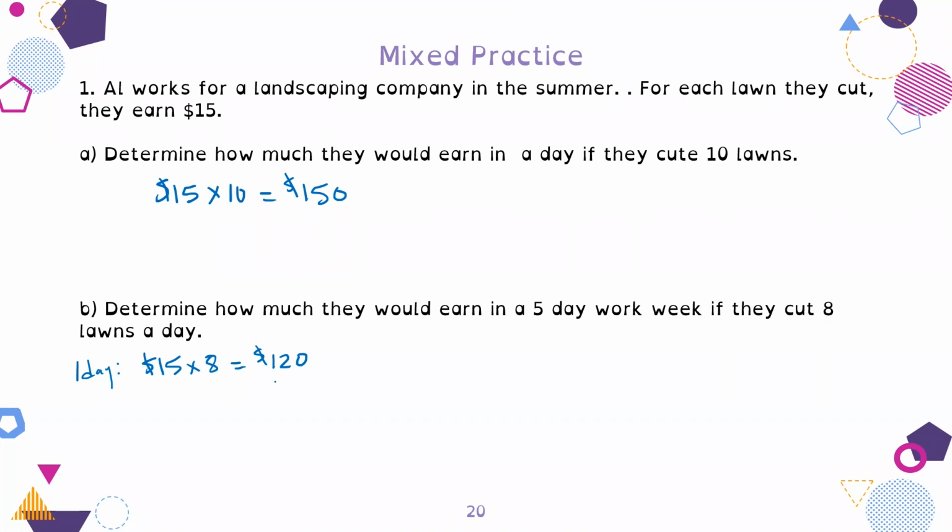Totally, you can use your calculator, but you can also use strategies like using friendly numbers to help figure it out if that works for you. So then for 5 days, you know that it's 120 a day times 5, which is 5 times 100 is 500, 5 times 20 is 100. So 500 plus 100 is $600. So Al would earn $600 that week if they cut 8 lawns every day for 5 days.